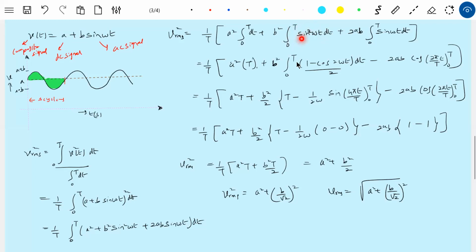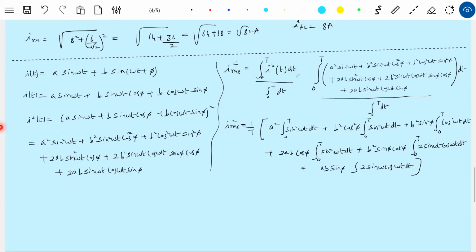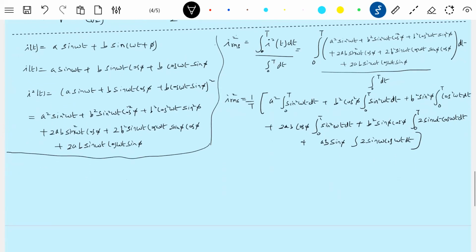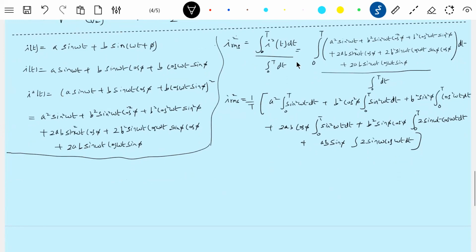For sine square theta, the average should be 1 by 2. For sine theta cos theta it will be 0. There is a lot of trigonometry here. The average value of sine theta cos theta for one full cycle will be 0. The average value of sine square theta and cos square theta will be 1 by 2. Here the limit is T, so T by 2 should be substituted. So with that background, we will go for substitution here.